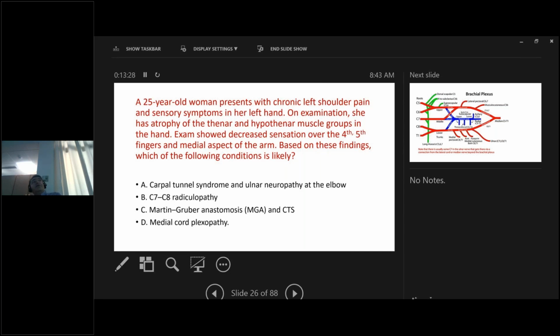And then the hypothenar muscles are innervated by the ulnar nerve, and these are C8, T1. So we have C8, T1 roots, we have lower trunk, then they go through the medial cord. Correct? Now you have decreased sensation over the 4th and 5th fingers. This is the medial cutaneous nerve of the forearm, and the medial aspect of the arm. We'll go with that. So now where do you localize your lesion, Rasha?